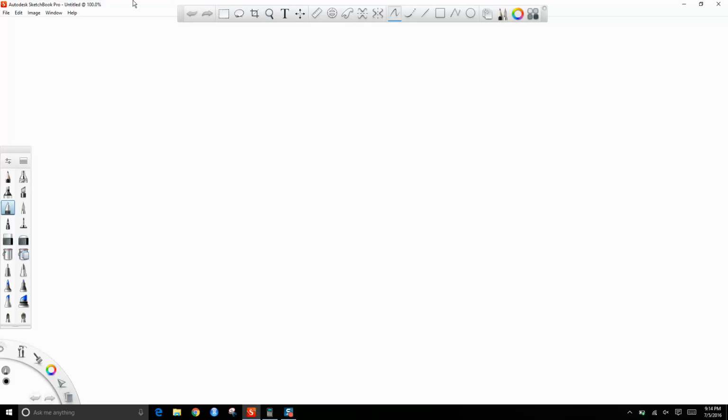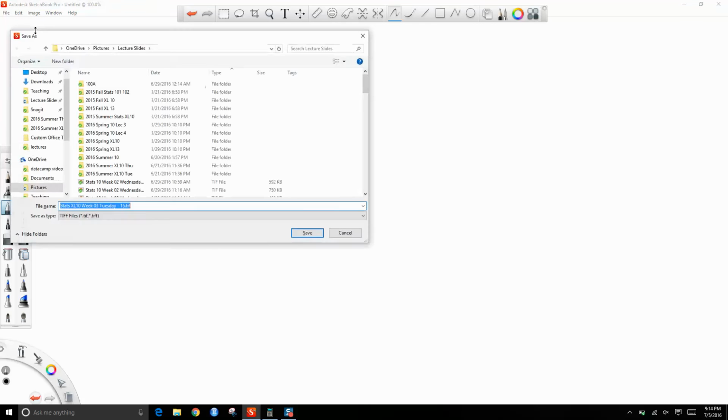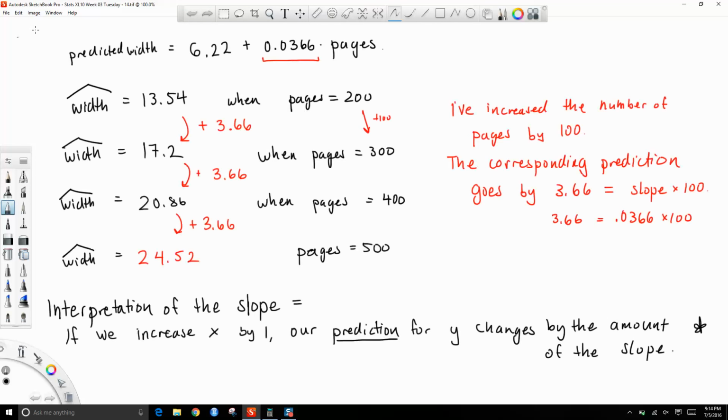Here, actually, let me just flip back and say just a couple more things about that. And I have to say prediction because we could have two different books, and one book could be 100 pages longer than the other book, but that book is not necessarily exactly 3.66 millimeters more than the other book. So it's not that, you know, if we compared two books, we would know exactly how much the width has changed.